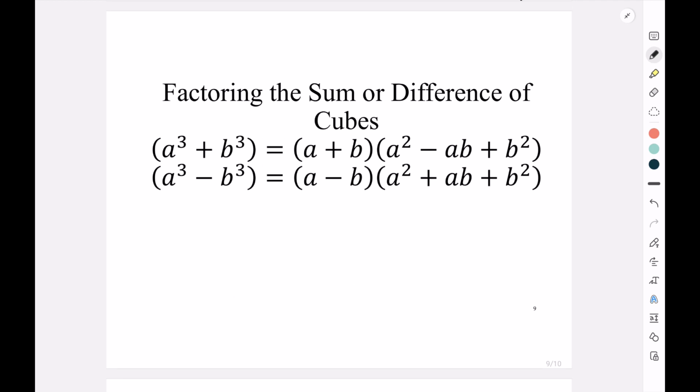So now we're going to look at factoring the sum or difference of cubes. And so now we're going to go this way. So a and b will be cubes, and if we took the cube root of that value, then it would work. So we're going to do that in the process, and then we can plug it into these two formulas, and we will get a polynomial and a binomial together.